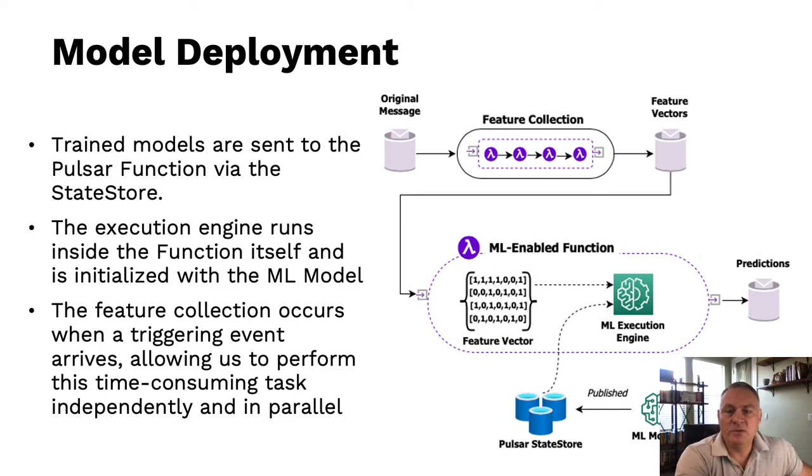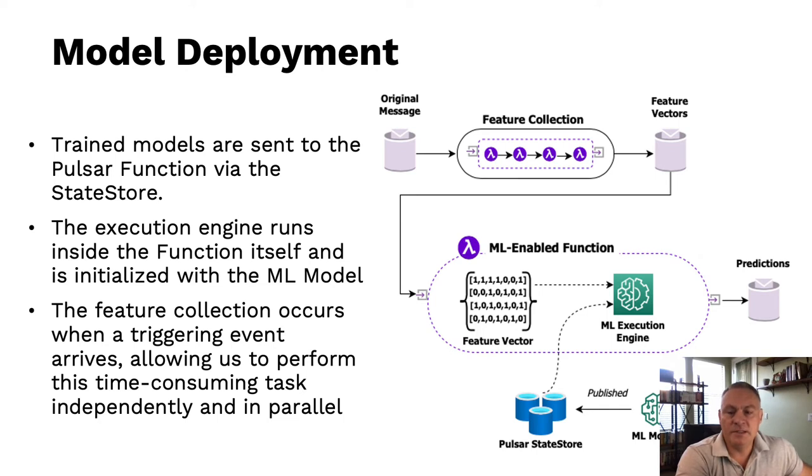The Pulsar state store stores the data in the storage layer of the Pulsar cluster, which in our case will be in the cloud environment. However, as we know, the IoT gateway can access this layer over its TCP/IP connection. This model is then used to initialize the execution engine for the model inside the thread running the Pulsar function on the IoT gateway itself.